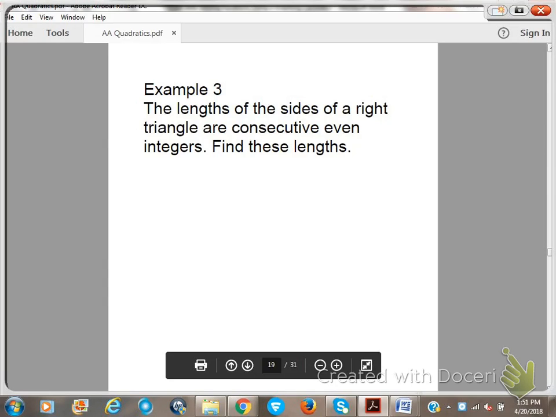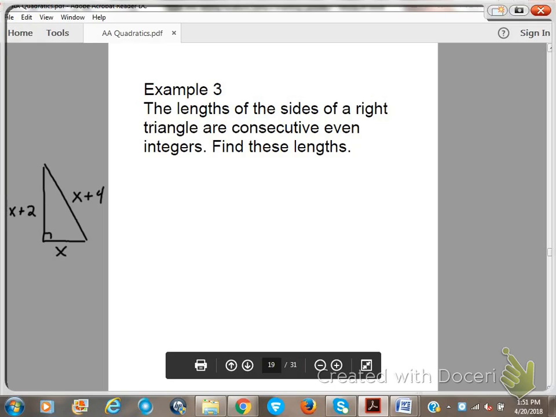Now, if the sides are consecutive even integers, is this going to be an equilateral triangle? No. Okay, you're going to have a shortest side, a middle side, and then a longest side. If they are consecutive even integers, what is called the shortest side? X. What would you call the other leg? X plus 2. And then the hypotenuse. X plus 4. Very good. Could you switch that and make x plus 4 on the leg and x plus 2 on the hypotenuse? Has to be the biggest. Good. The hypotenuse has to be the biggest one.